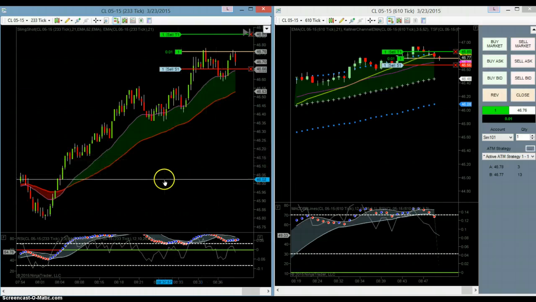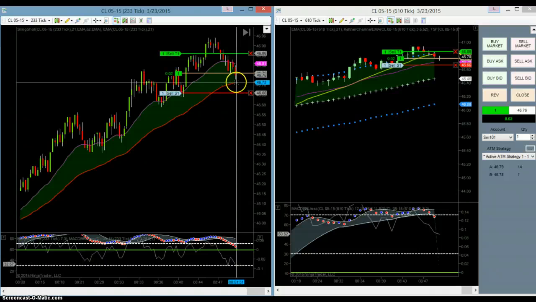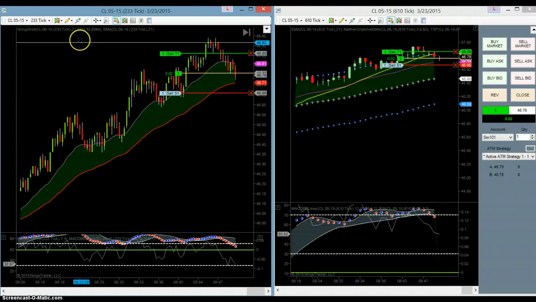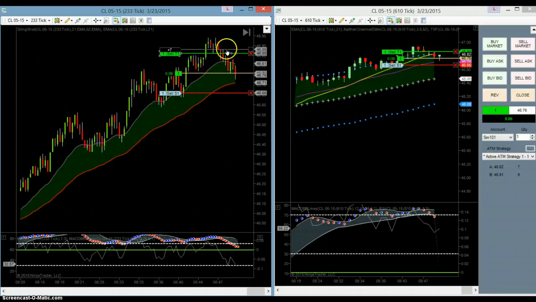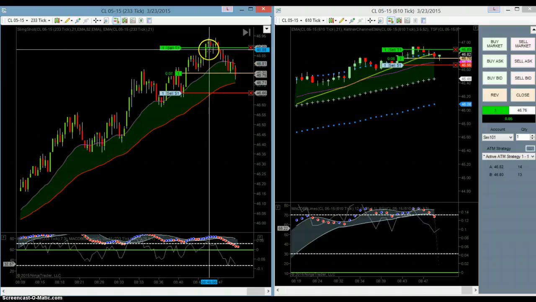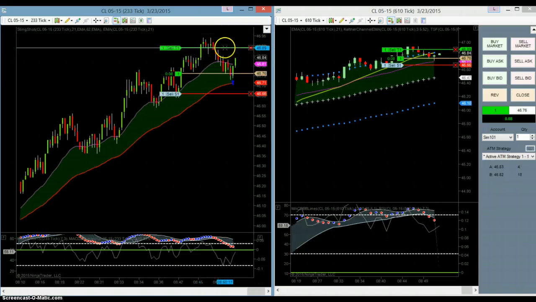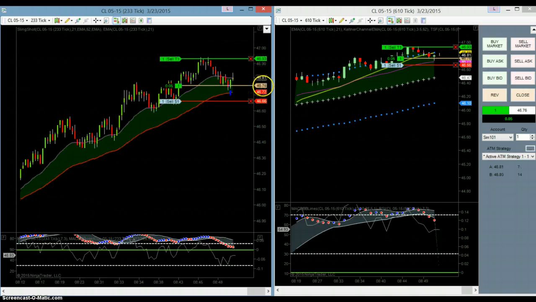So now it came back and it's testing the 50 period moving average on my 233 tick chart, and I think this is going to move to the upside. Oops, there we go. Which it is, and I think our target will probably be... let's see if I take an extension of where we were.